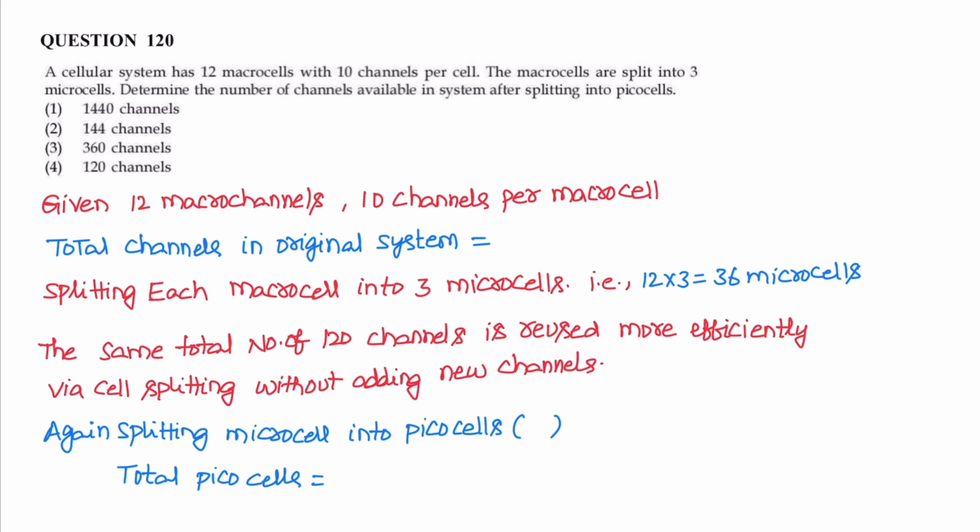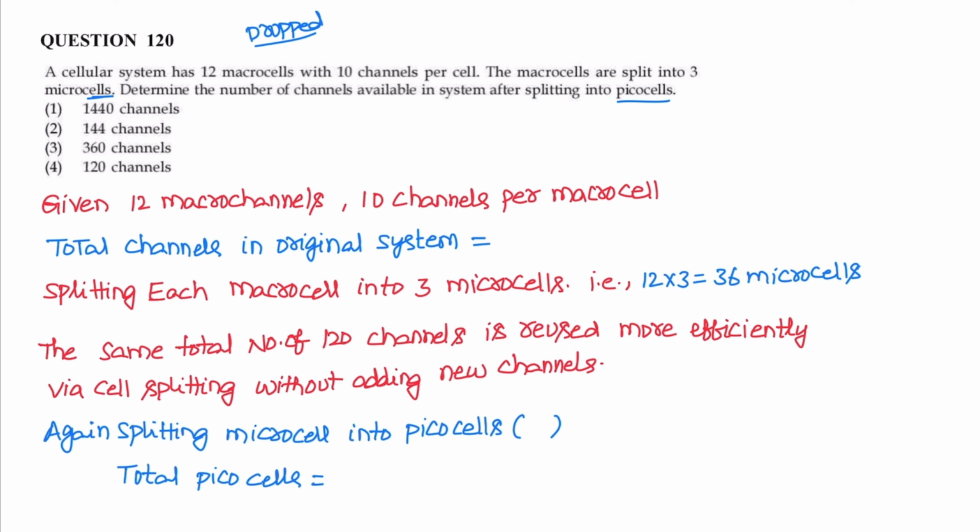Next question. A cellular system. This question is dropped. So let us see the question here. A cellular system has 12 macro cells with 10 channels per cell. The macro cells are split into 3 micro cells. Determine the number of channels available for the system for splitting into picocells. In the question, it is not mentioned into how many picocells each microcell is split. Hence, this question is dropped.